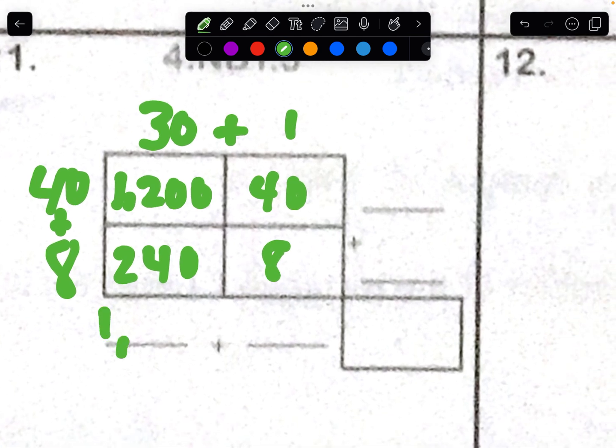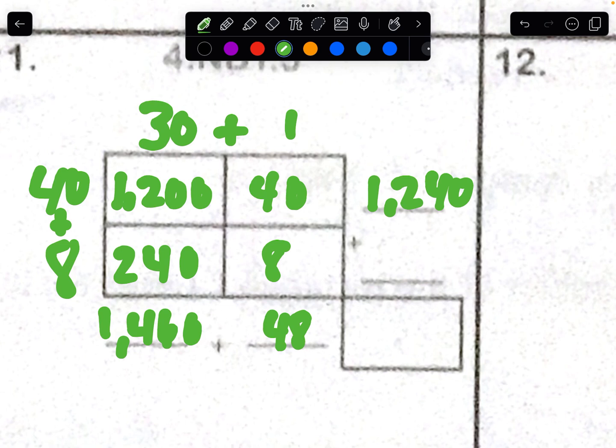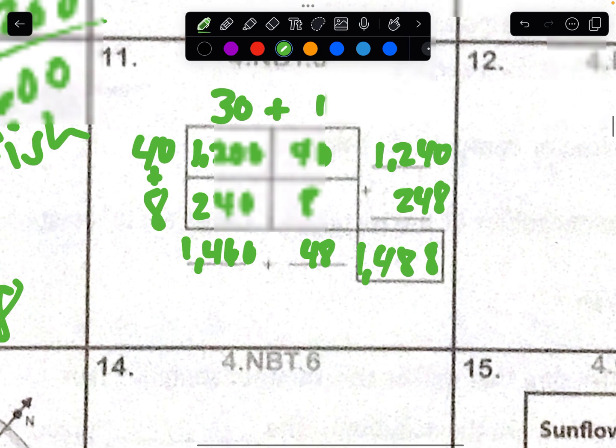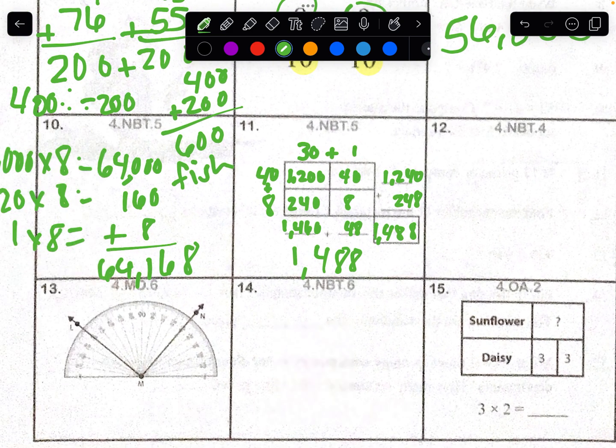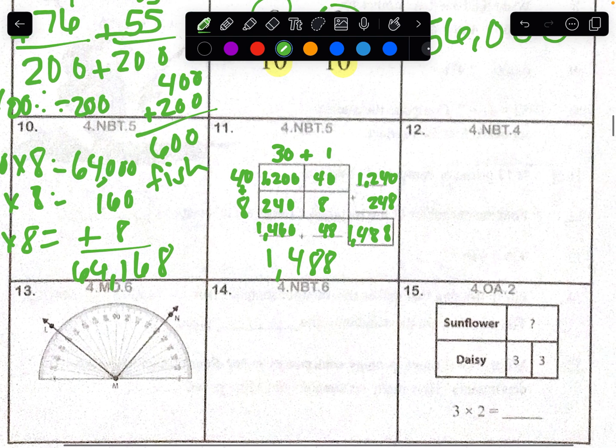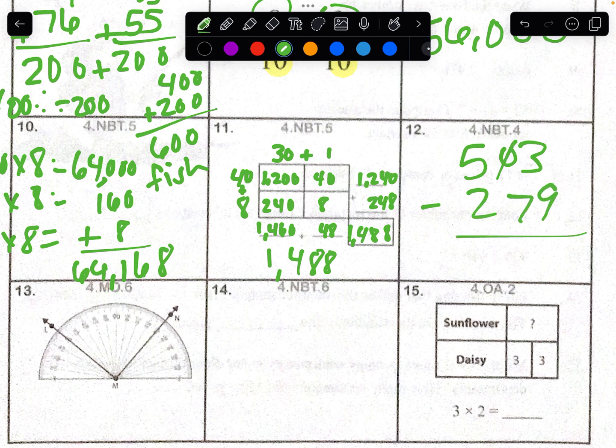Now, you can go through here and add down, or you can add across. It doesn't matter. Either way, if you add left or right, you're going to get the same product. That is 1,488. All right, so 12. We have a subtraction problem. 224.